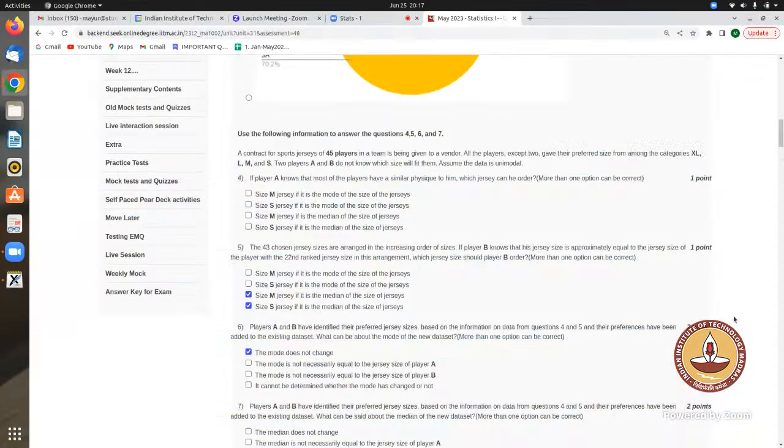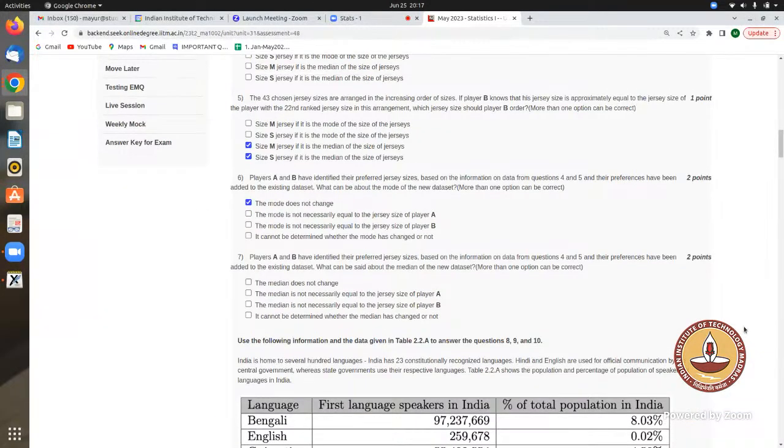Do you have any other scenario where we can show that? Okay, but what are the options? The median does not change. The median is not necessarily equal to the jersey size of player A. Okay, what about option B? First of all, the median is not necessarily equal to the jersey size of player A.